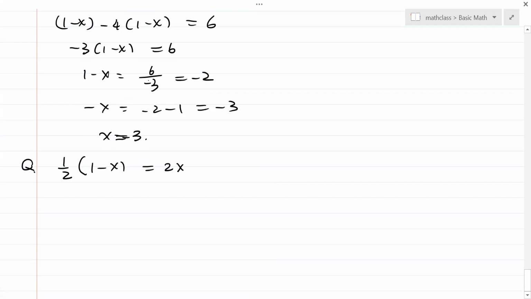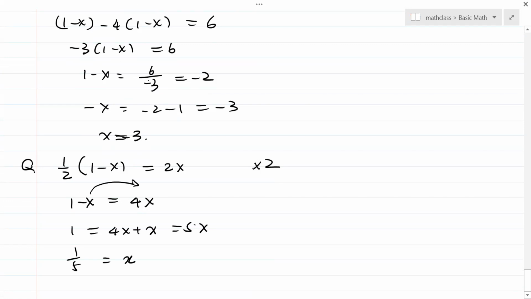Okay? So multiply both sides by 2, and you get 1 minus x equals 4x. Then you move this to the right-hand side. You get 5x. And divide both sides by 5. You get x.